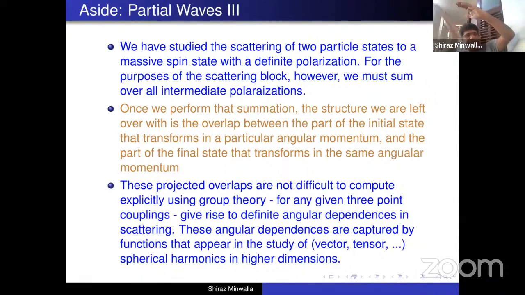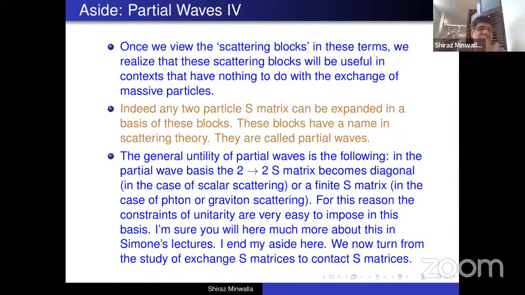Look at the part of this two-particle state in the same angular momentum, and then take the dot product of those two parts. So that's what this block amounts to: effectively projecting your particle states into states of definite angular momentum. Worded this way, it's not hard to use group theory, in particular the theory of spherical harmonics, to determine the explicit form of all these scattering amplitudes, including their polarization dependence.